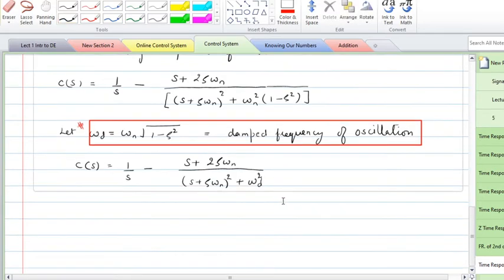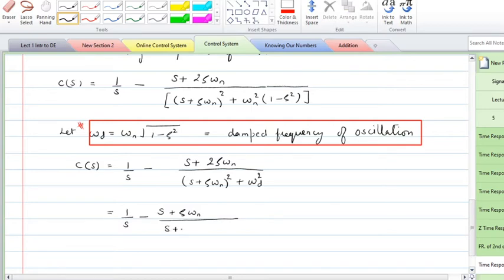Okay, now separating it, that is 1 by s minus (s plus zeta omega n) divided by (s plus zeta omega n) whole square plus omega d square, minus zeta omega n divided by (s plus zeta omega n) square plus omega d square.